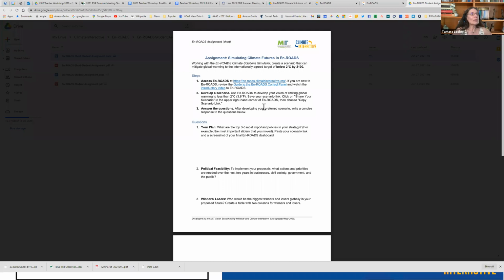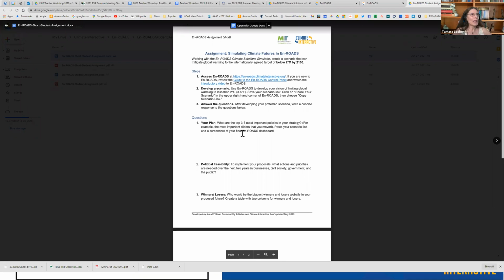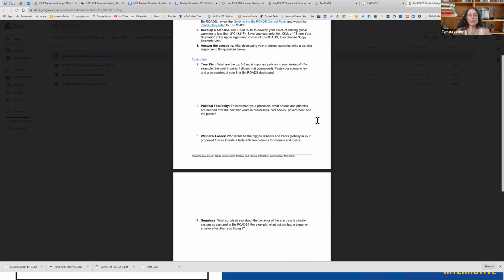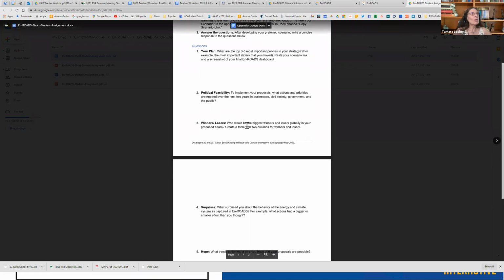They develop a scenario where, unlike what I told you, the goal is not to get to 2 degrees C by yourself. In this case, they develop a scenario of a suite of solutions that gets them to 2 degrees C. And then they have to answer these questions. The first one is about the actual plan. But then looking at other aspects of it, what is the political feasibility of this plan? Who are the winners and losers? That gets at those equity issues.